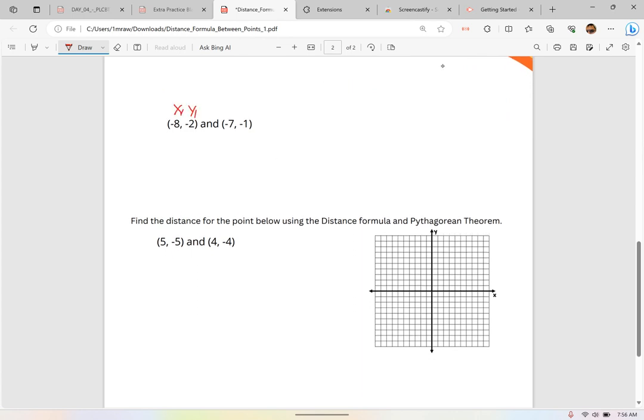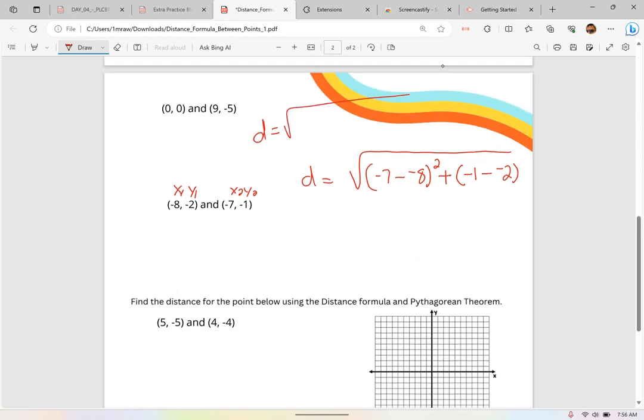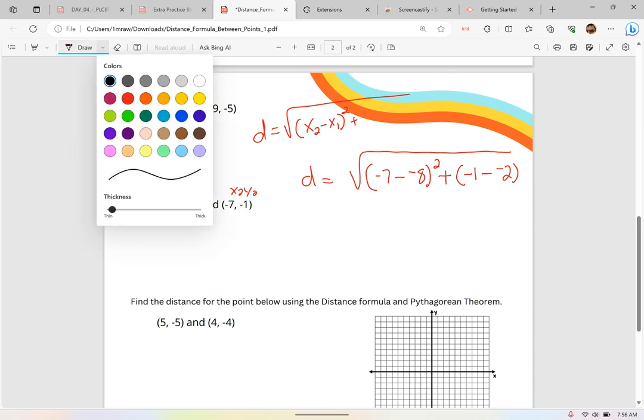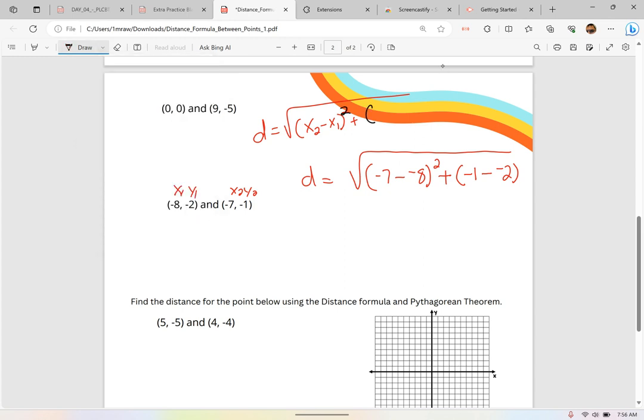Again, we'll label x1, y1, and x2, y2. So my distance is equal to the square root of x2, which is negative 7, minus x1, which is negative 8, squared, plus y2, which is negative 1, minus y1, which is negative 2. Just in case, this is your distance formula. Don't forget this. Square root of x2 minus x1 squared plus y2 minus y1 squared. It does have to be in that order, y2 minus y1 and x2 minus x1. So make sure that you guys are aware of that.